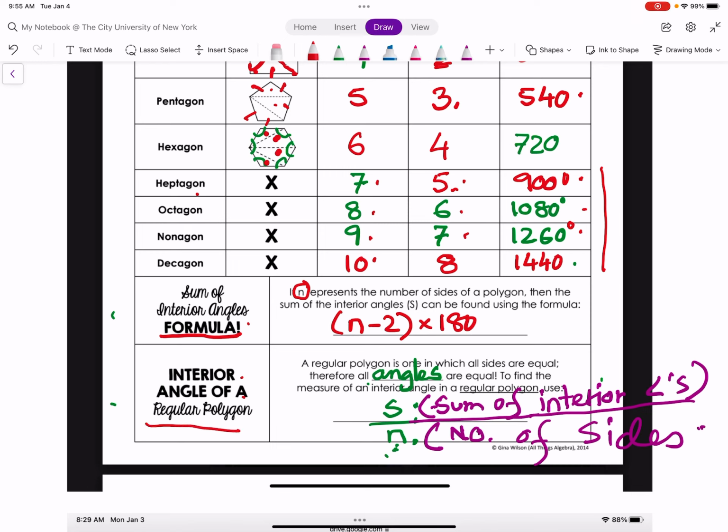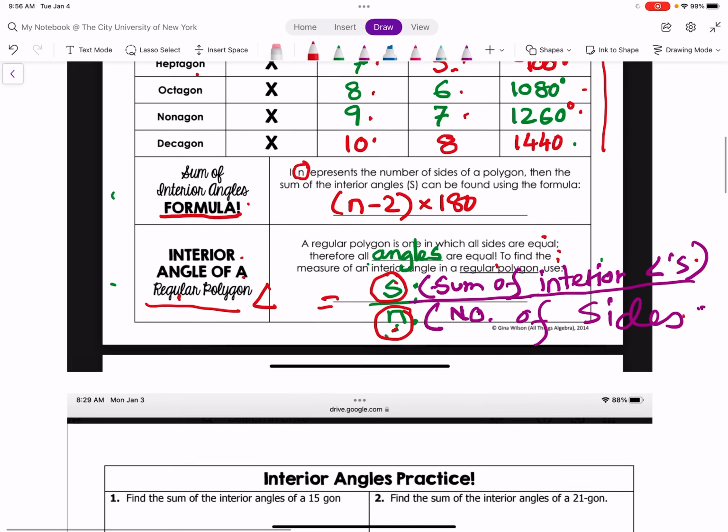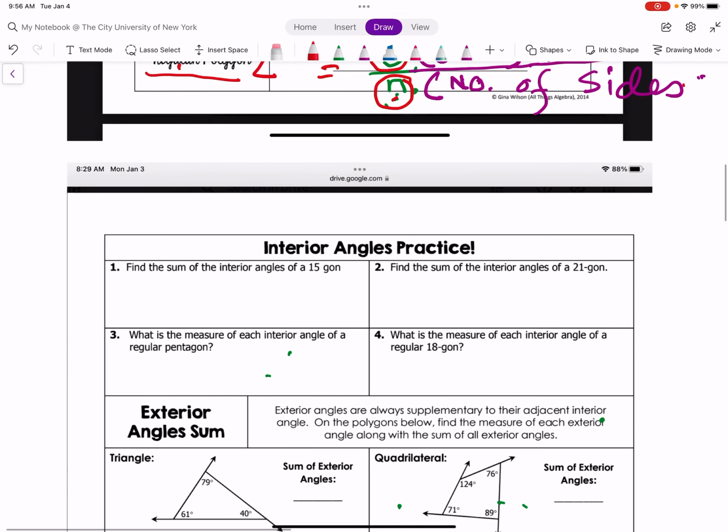Now if you want to find the value of one interior angle in a regular polygon, a regular polygon is one in which all sides are equal. Regular means all sides have to be equal. There all angles are equal too, since the sides are equal. To find the measure of an interior angle in a regular polygon, use the formula S over n. Now, what is this S? S represents the sum of the interior angles, and n represents the number of sides. So the total sum of the interior angles, if you divide it by the number of sides, you get the angle. Okay.